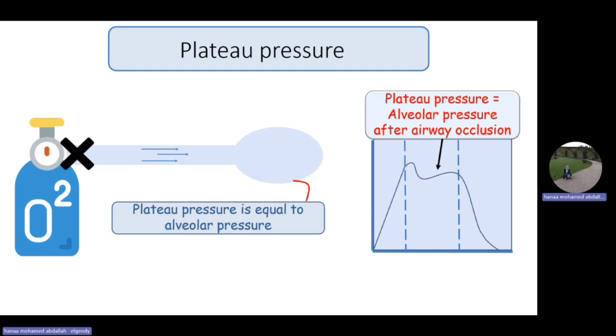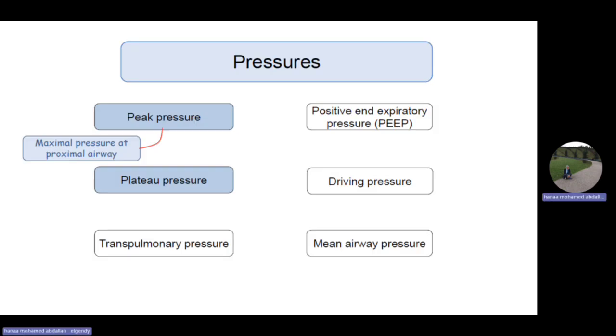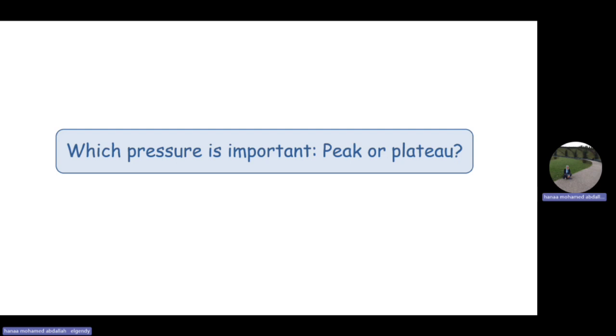And plateau pressure is the alveolar pressure, which is equal to the pressure inside the alveoli while there is no flow. How can we measure this pressure? By using the inspiratory hold, holding the inspiration for 3 to 4 seconds. At this time, there is no flow in the alveoli, so the pressure measured at this time is the alveolar pressure. It's only measured in patients ventilated with volume control ventilation.